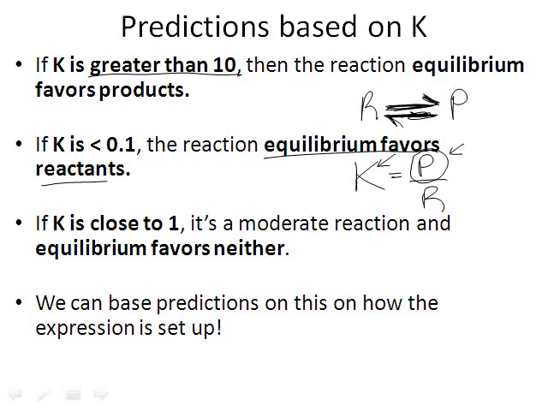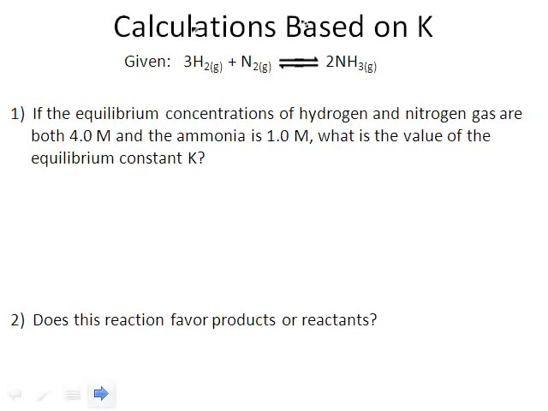Greater than 10, product favored. Less than 0.1, reactant favored. Close to 1 is too close to call. Know those because you're going to want to be able to make predictions based on the values of K that you're going to be calculating. So let's do a little practice.